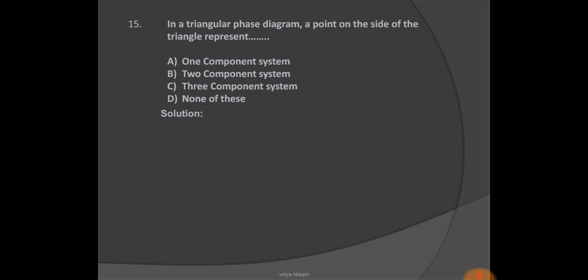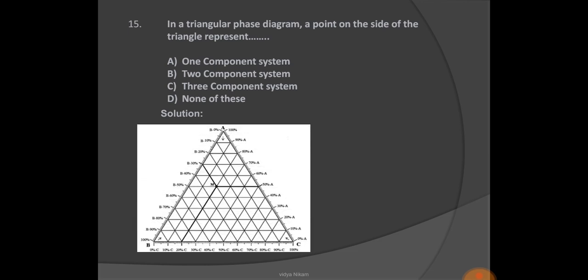We have to know the triangular phase diagram for three component system. Here any point within the triangle represents the three component system, and any point on the side of triangle represents the two component system. So option B is the right option.